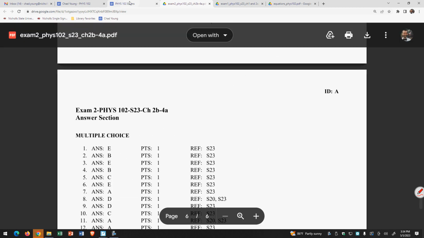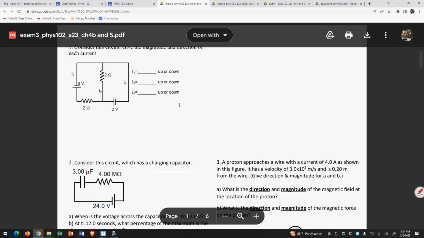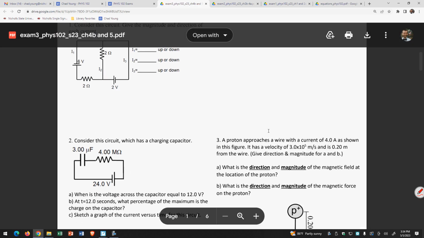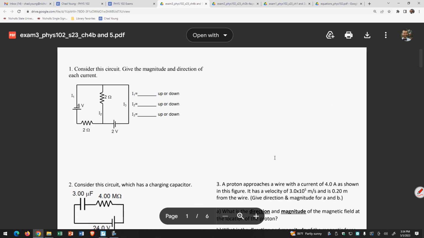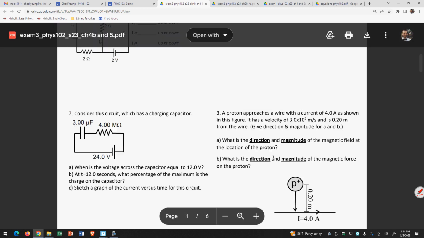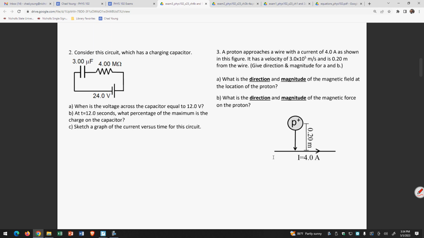All right, let's look at exam 3. Multi-loop circuit, RC circuit, and magnetic fields. Can we do 2 real quick? You can probably guess that if I'm going to give you a circuit in the previous exam, then what am I going to give you from this exam? Number 3. Gosh, I'm giving away so much. Oh man. Let's just do 3.